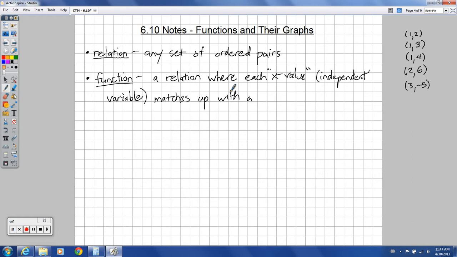with a unique, that's really critical right there, unique. It's a unique y value. Or sometimes they're not y's, sometimes they're just the second number or second thing in the ordered pair. These are the dependent variables.